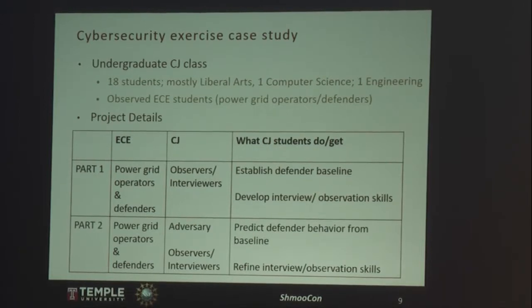What my students did is they had to observe defender behavior to understand what types of decision making is happening at that level. My class had about 18 students that semester, mostly from the liberal arts, but I did have one computer science student and one engineering student. And we structured the exercise in two parts. In the first one, nobody was familiar with anything, right? So the engineering students were trying out the grid game, my students were observing the engineering students, and this was just to establish a baseline for everyone. It also gave my students a chance to develop their qualitative skill sets.